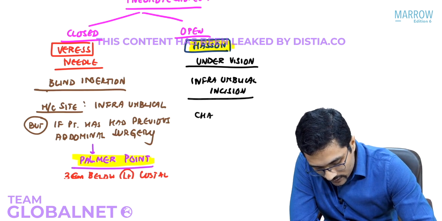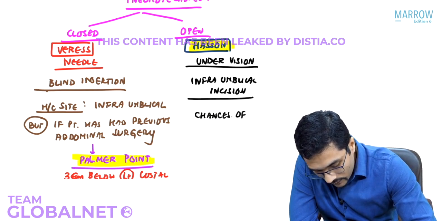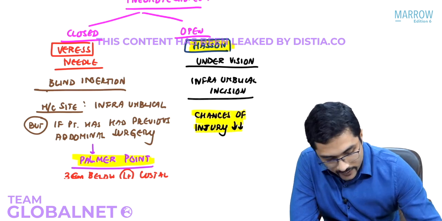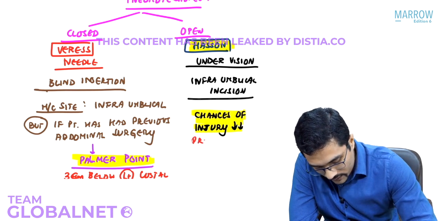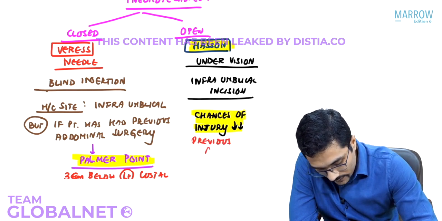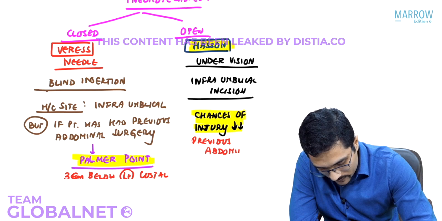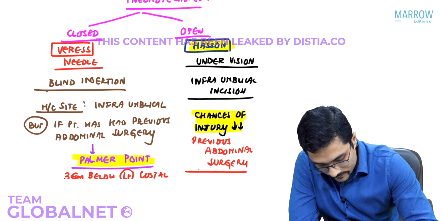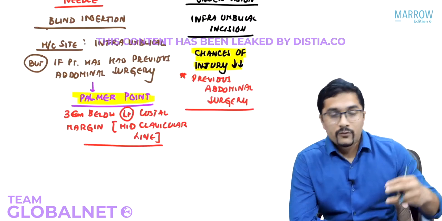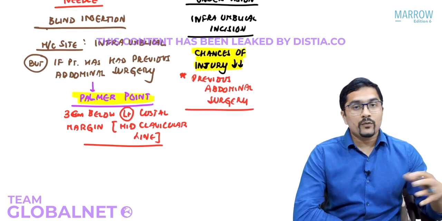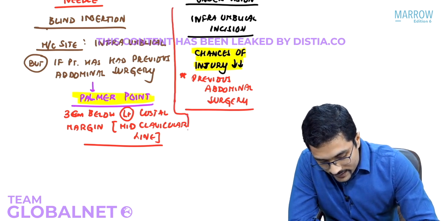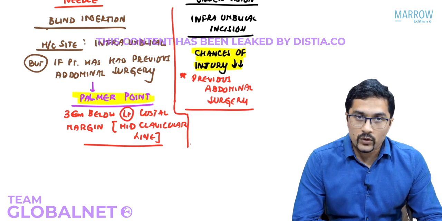So chances of injury are less in this case, which is why this is used in patients with previous abdominal surgery. In patients with previous abdominal surgery, we are going to use this technique. We can also use the Palmer's point like I told you, but we can even use the Hassan's method. Now, these are the two ways of creating pneumoperitoneum.